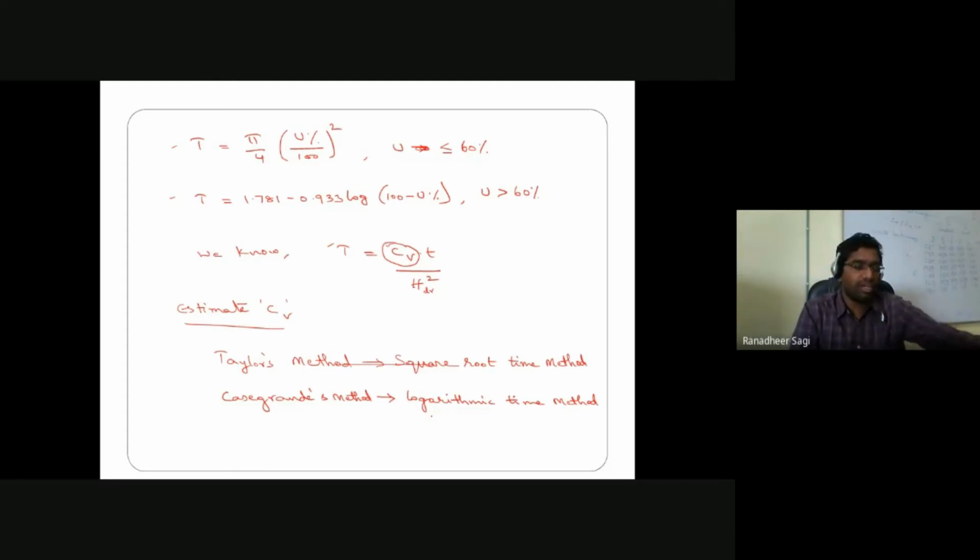You can take that value into consideration to estimate how much settlement you are expected to have in your soil, and how much time your soil will require for the complete consolidation to happen, and so on. So let's start with the first method, that is Taylor's method, and look at how to estimate the coefficient of consolidation based on it.